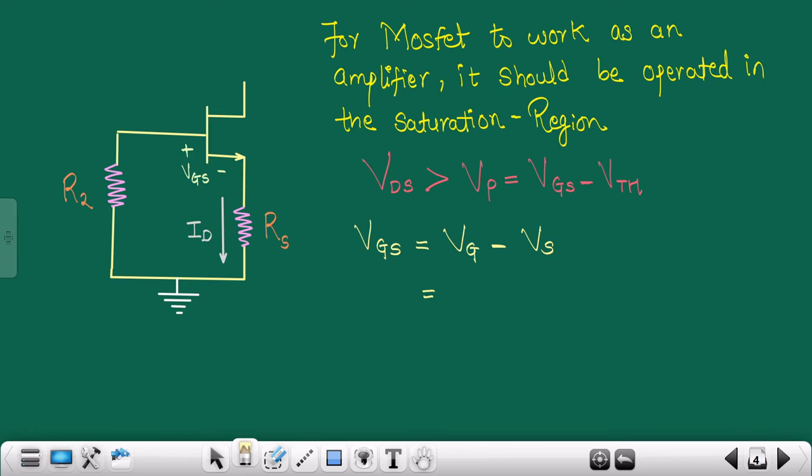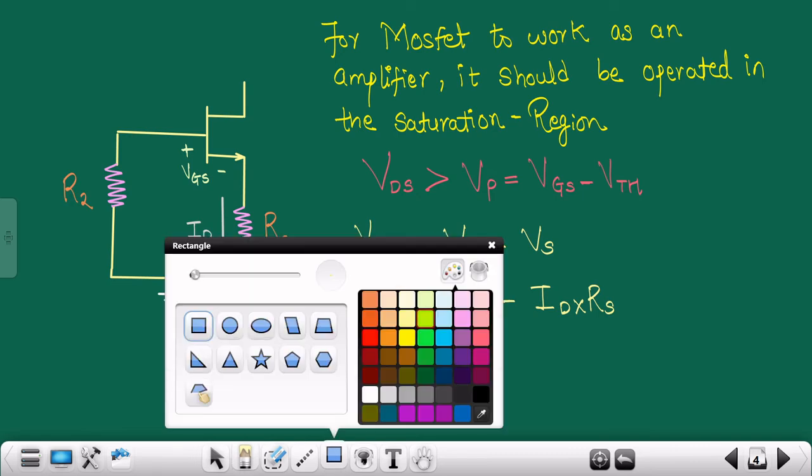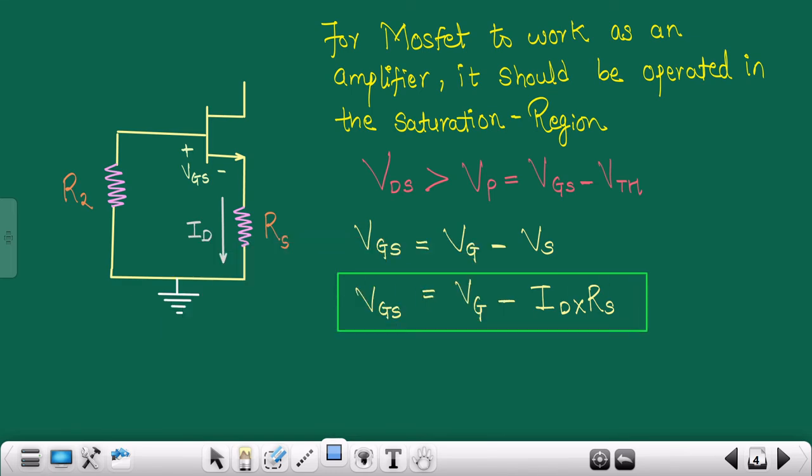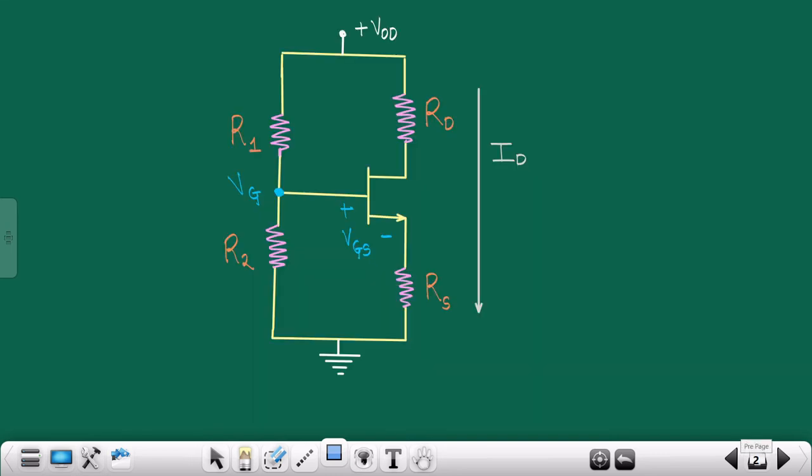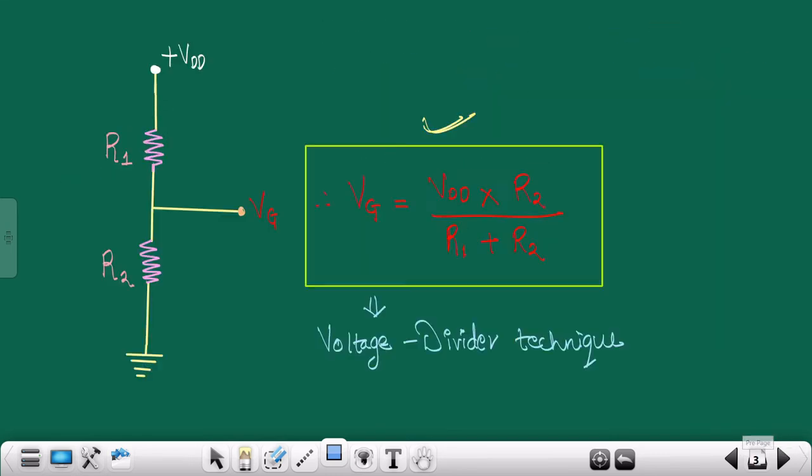Now moving forward with VS, it would be ID into RS. ID into RS. This is the value for VGS, right? Let me highlight it, and then we will proceed further. You will put this value over here, and then you will check VP, right?